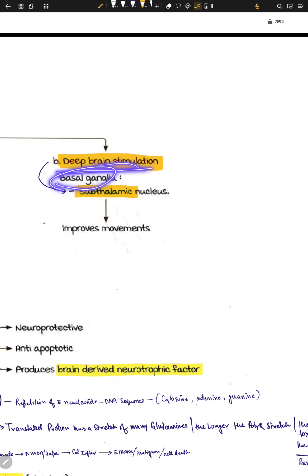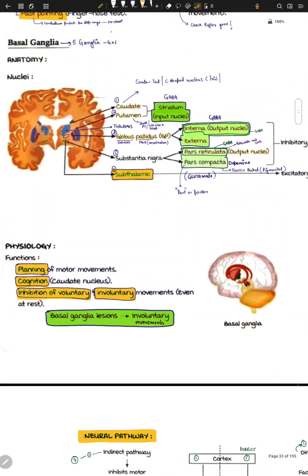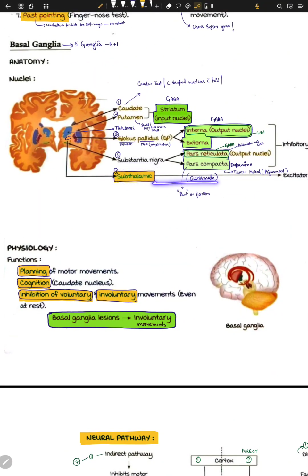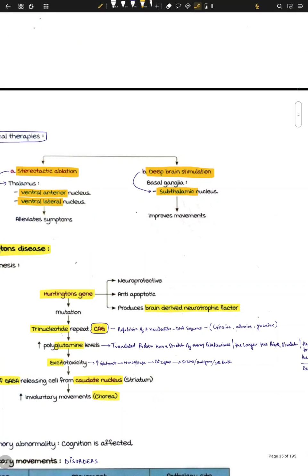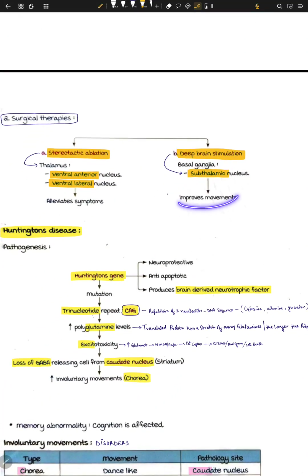Well, you stimulate the basal ganglia, the subthalamic nucleus. What is the subthalamic nucleus? I just told you here. The subthalamic nucleus is excitatory. If you stimulate this subthalamic nucleus, you'll be able to move pretty well, and it improves your movement. So yeah, this is how it's done.